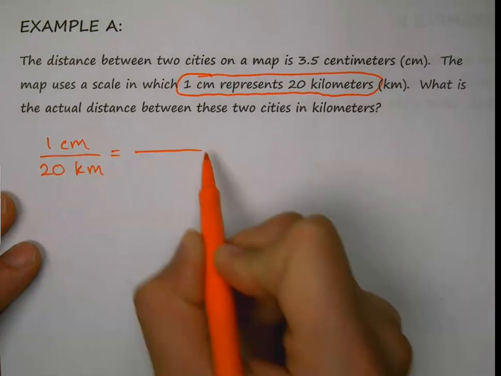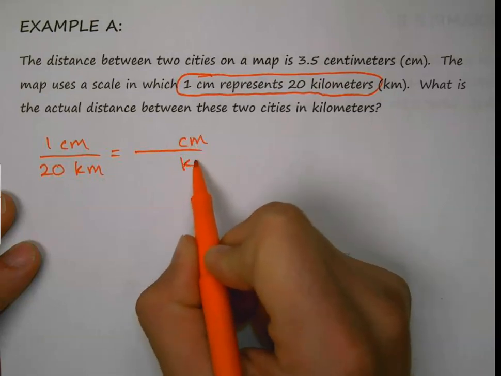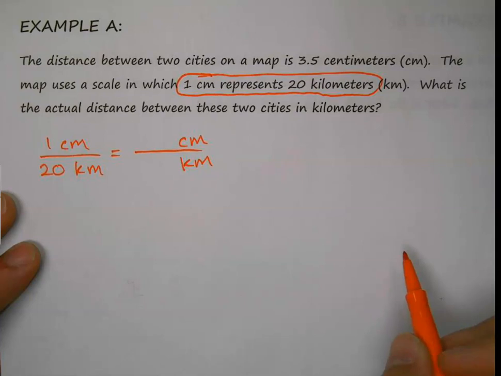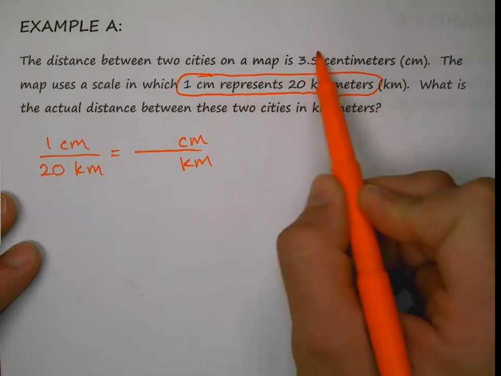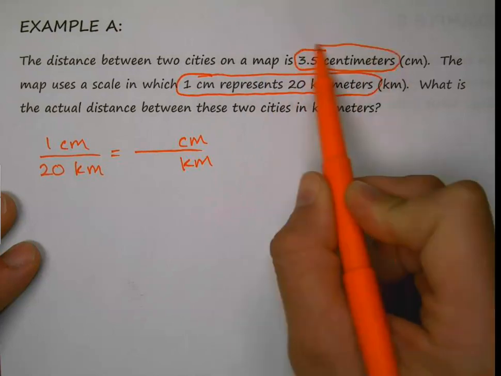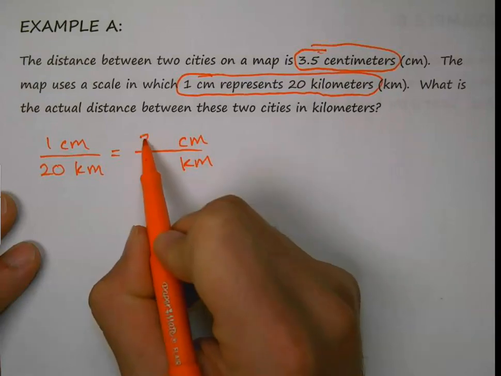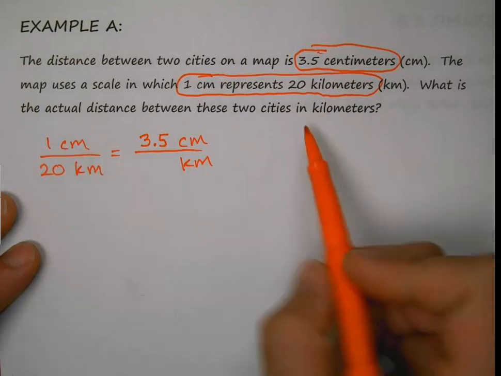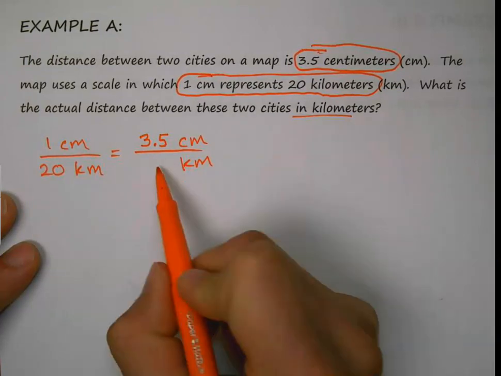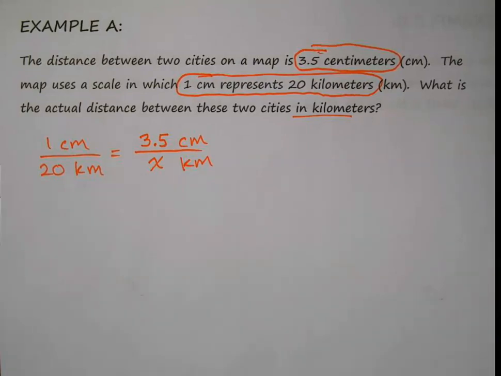I'm going to finish my proportion with the same units straight across, centimeters and kilometers. And the rest of the problem, it says that on the map it's 3.5 centimeters. So that is going to go with centimeters, which is on the top. And they want to know the actual distance between them in kilometers. So that is our unknown, that is our x. So now we just solve our proportion.